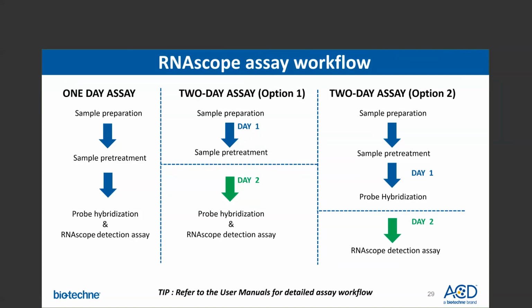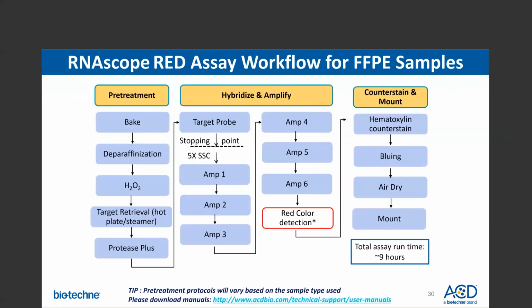We'll now look at the assay workflow. Shown on this slide is the red assay workflow for FFPE samples. As you can see, it's broken up into 3 major parts: pre-treatment, hybridization and amplification, and counterstain and mount. So the assay will start with pre-treatment, which would include baking, deparaffinization, hydrogen peroxide step, target retrieval to reverse the formaldehyde crosslinks, and Protease Plus to the extracellular matrix, which would allow the probes to gain access.